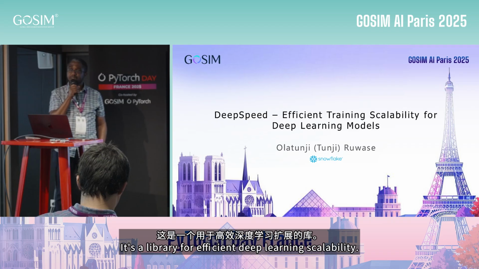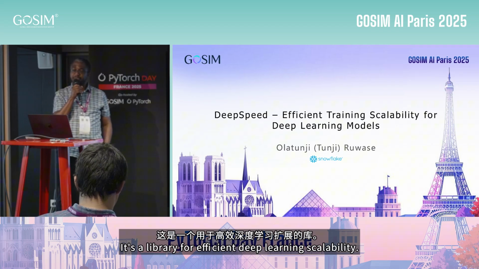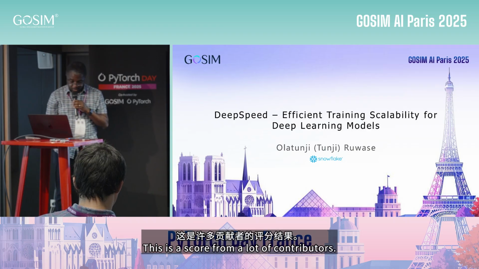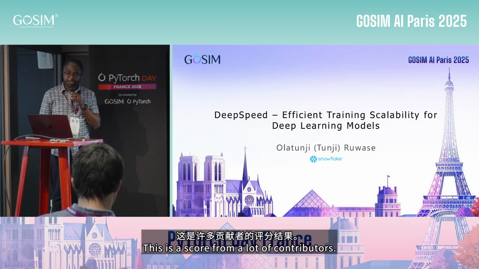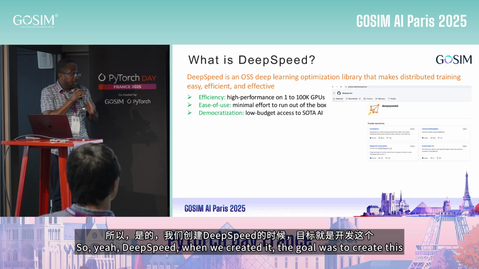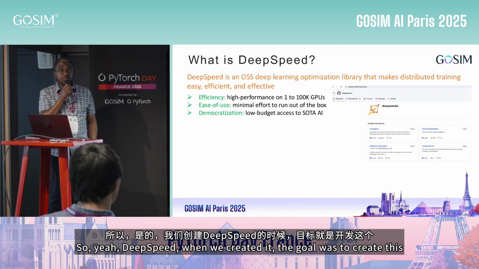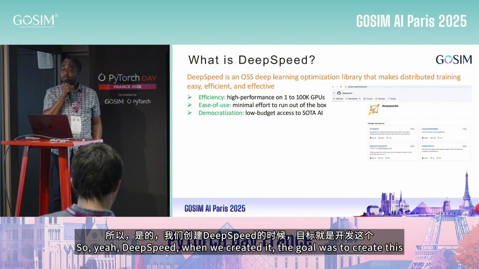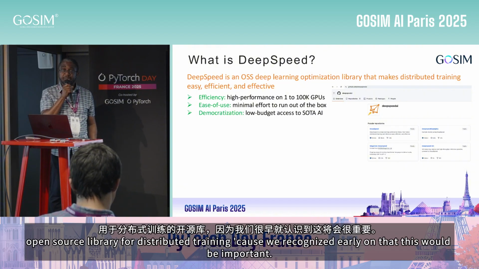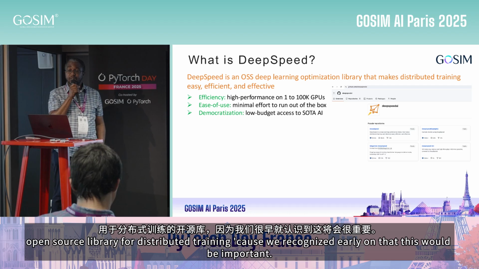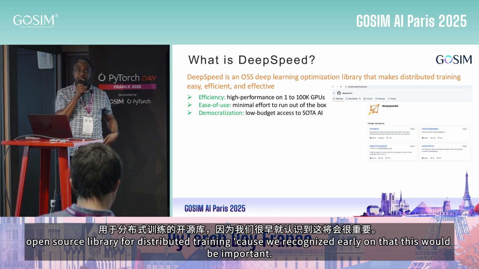Today I'm going to talk about DeepSpeed. It's a library for efficient deep learning scalability. This is work from a lot of contributors. When we created DeepSpeed, the goal was to create this open source library for distributed training, because we recognized early on that this would be important.